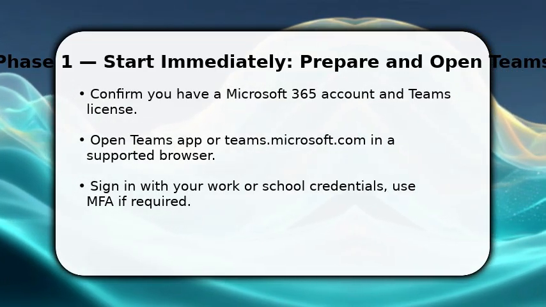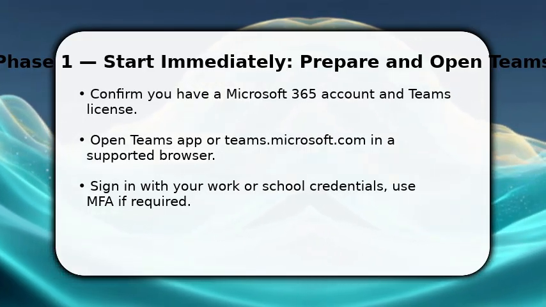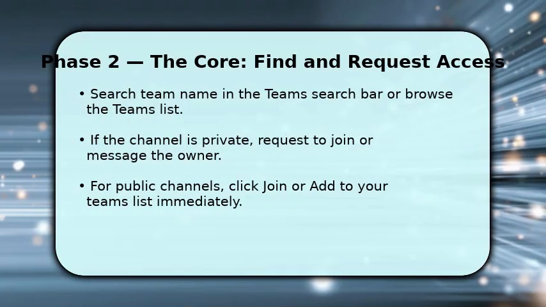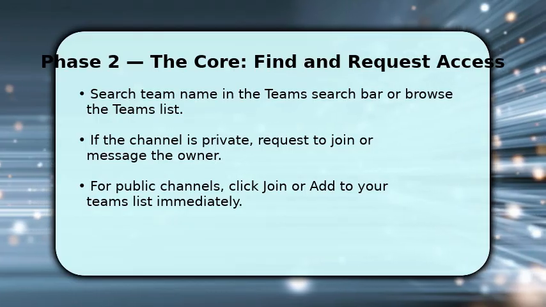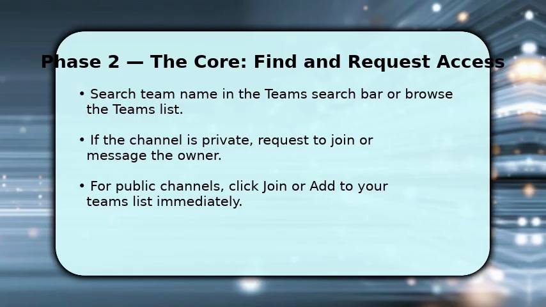This gets you to the exact place where joining a channel becomes possible and sets up permissions for the next steps. You're now in the Teams view. Search the team name or scan the team list. Once you find it, inspect whether the channel is public or private. Private channels show a lock.